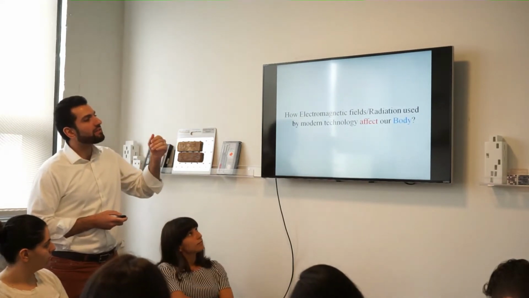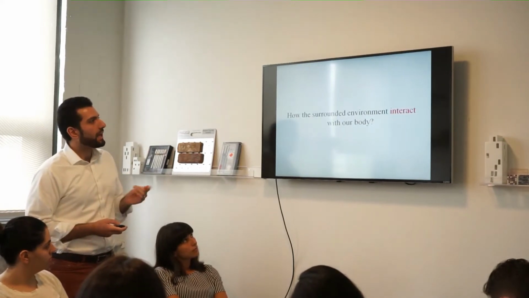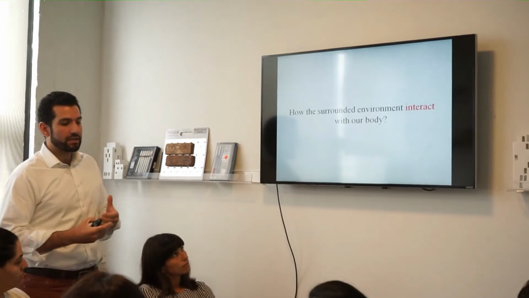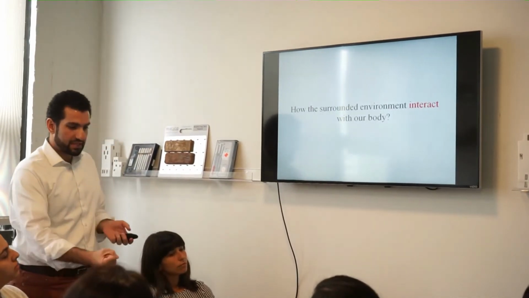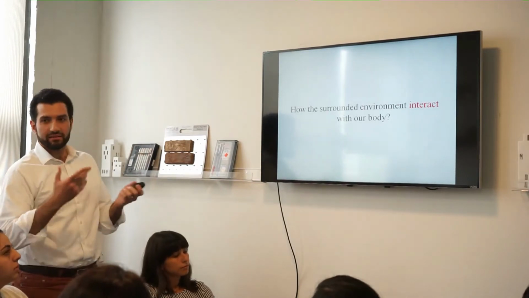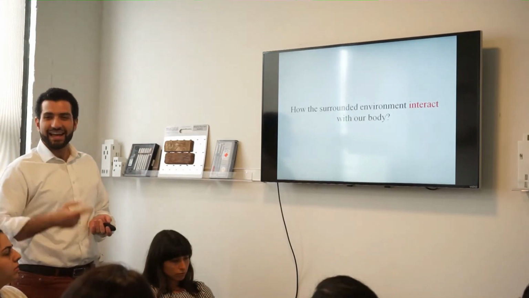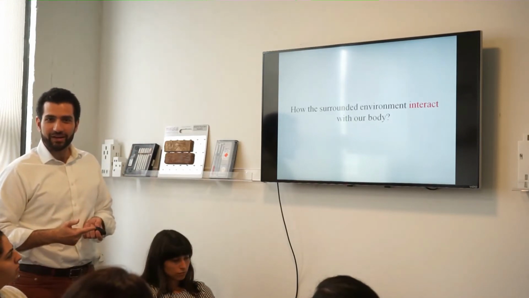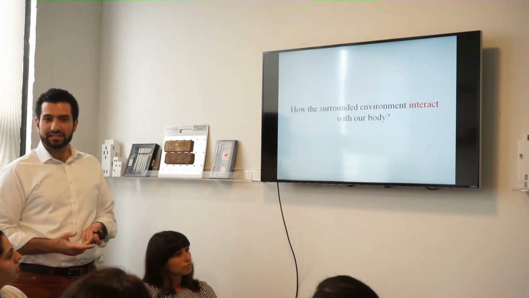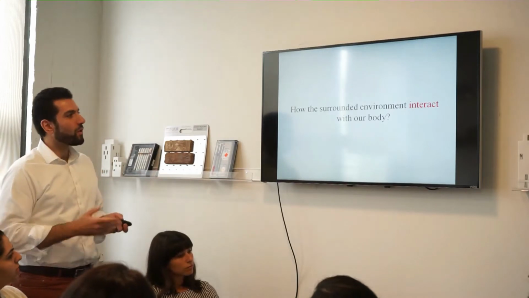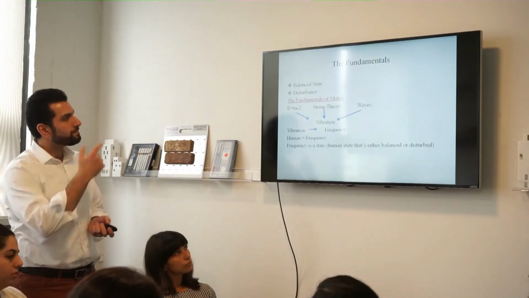So how do electromagnetic fields and radiation used in modern technology affect our body, and how does the surrounding environment interact with our body? Basically, everything around us, whether we can feel it and see it, or we cannot see it and feel it. These waves of your cell phones, you don't see them, right? But it makes your phone ring, and it makes your Wi-Fi give you all this information and give you that electricity that powers our devices, but you don't see it, right? So how does this surrounding environment affect us, whether we see it or we don't see it?